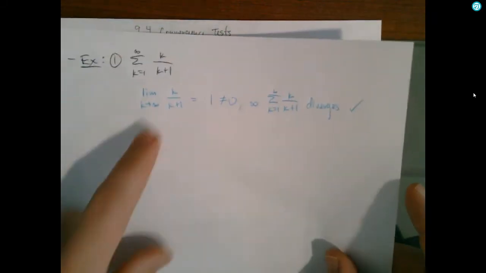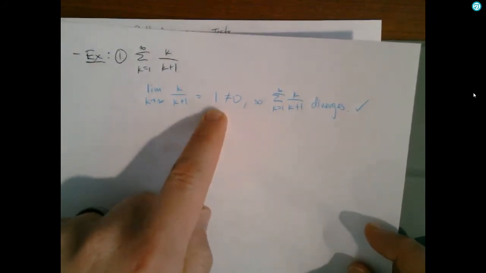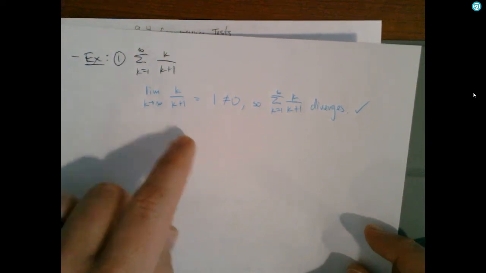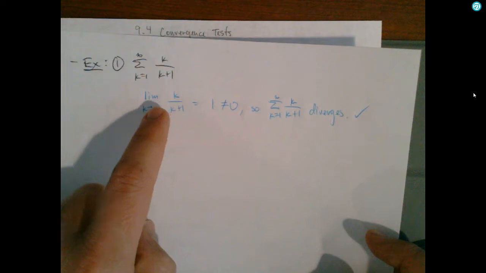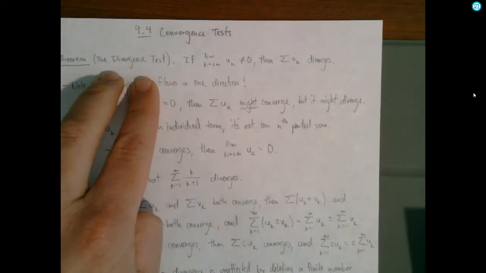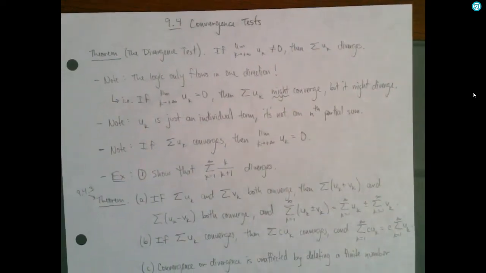Again, if you take the limit and you get 0, that doesn't mean that the series converges. It could converge, but it could also diverge, right? So this test is really only good to show that a series diverges. It doesn't show that a series converges.